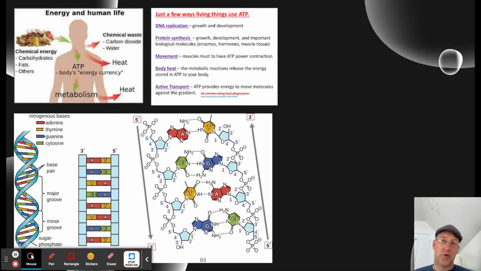DNA replication, protein synthesis, movement, body heat, active transport. You're creating all this stuff. This is your DNA being reset up and recreated and being modified. And your body goes along and checks that your DNA is actually accurate. And so there's all kinds of stuff that the ATP is doing in your body, and it can be used for various things as your body needs it to do that.